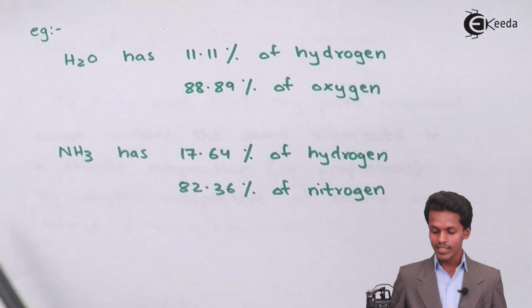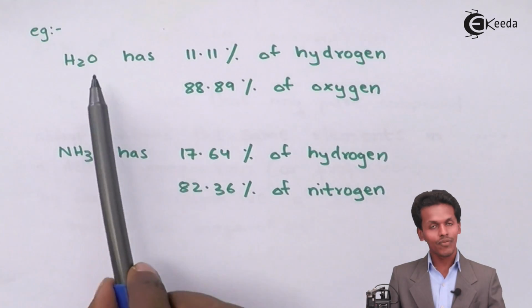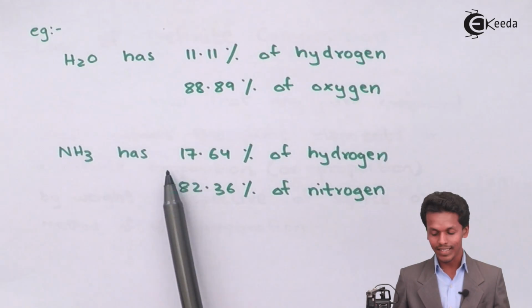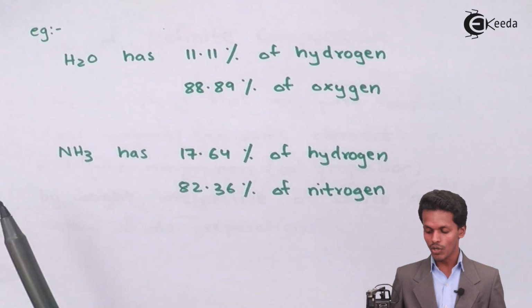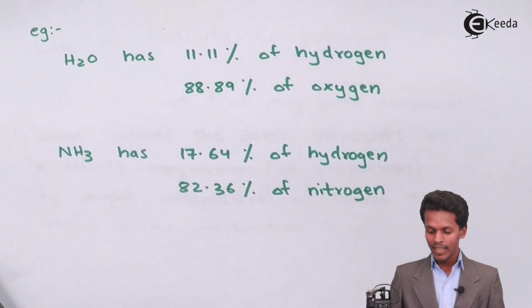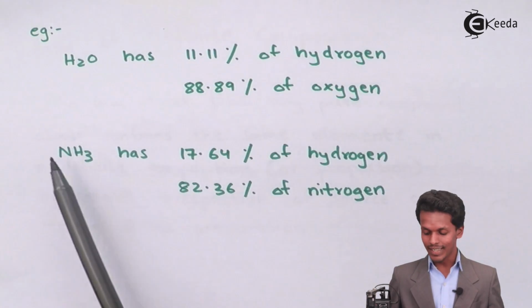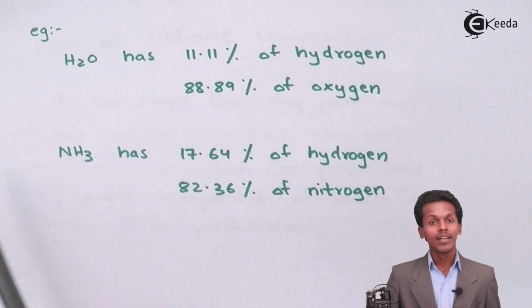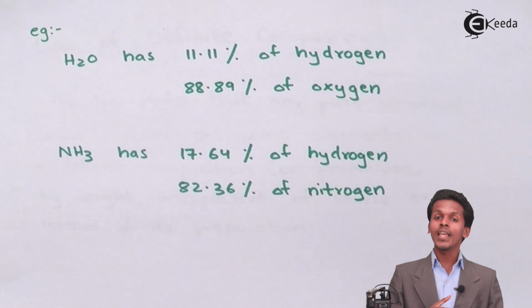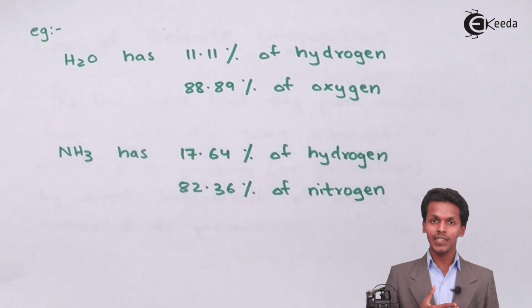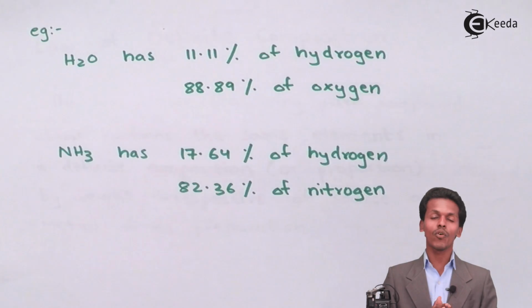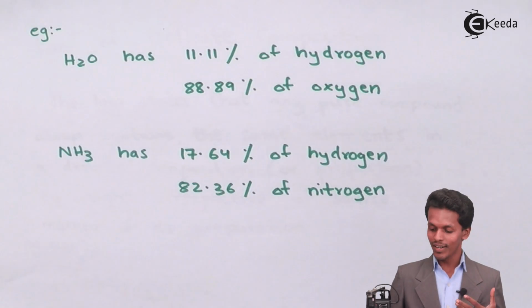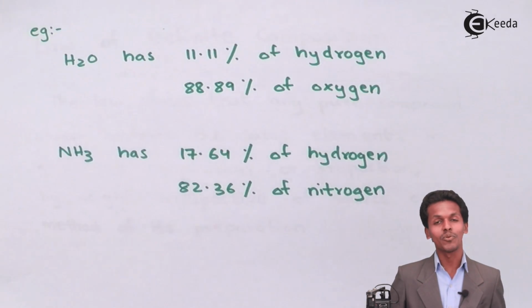If we do the same division as we did for hydrogen, 3 divided by 17, we get 17.64 percent hydrogen, and the rest is nitrogen, that is 82.36 percent nitrogen in ammonia. Ammonia can be produced, and it is also present in nature. If you test both, you will get the same percentage by mass for hydrogen and for nitrogen.